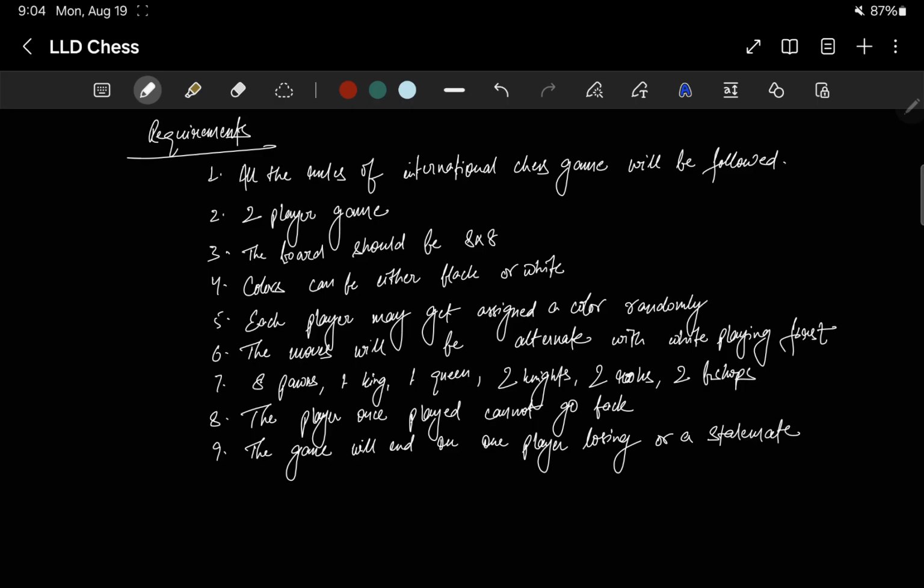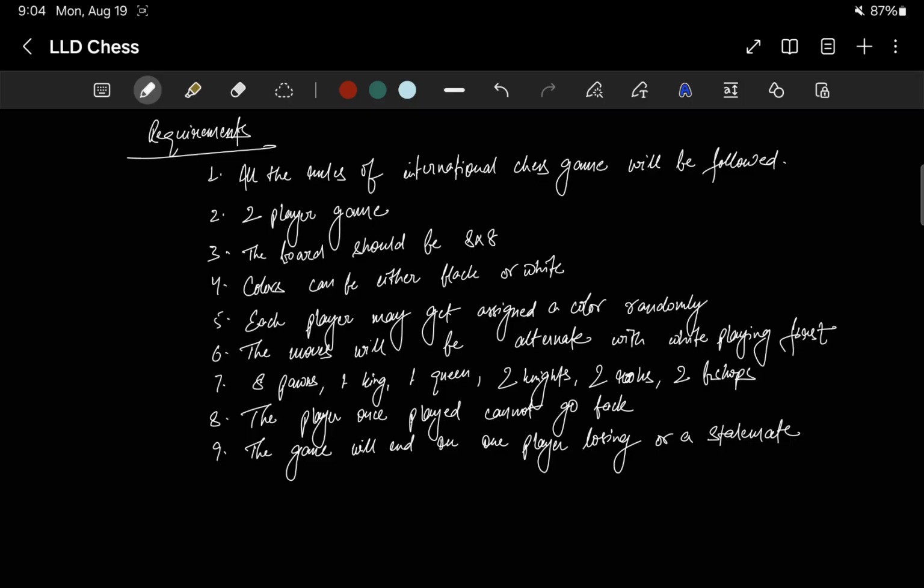So how this losing and stalemate happens, this will be a separate concern. This logic, if the interviewer asks you to write this logic, only then you will have to write it. Otherwise, you have to show your classes how they will interact. So this is our basic game of chess.